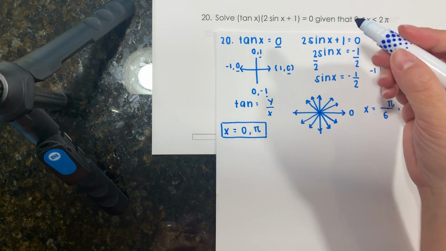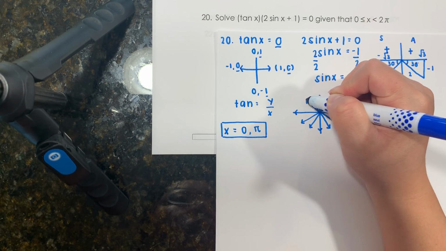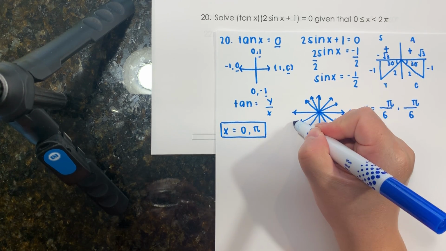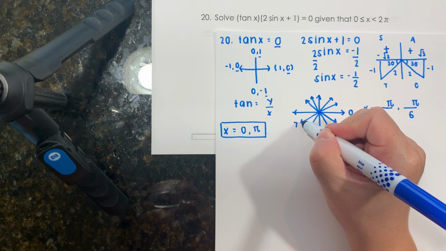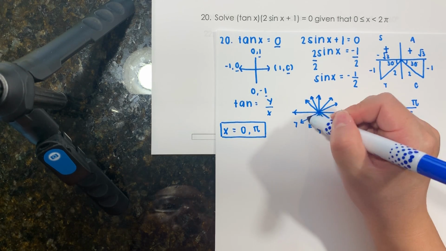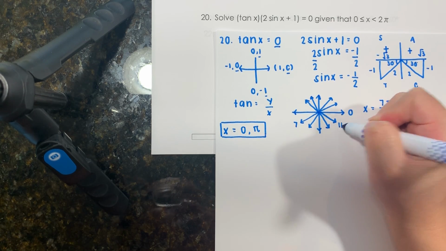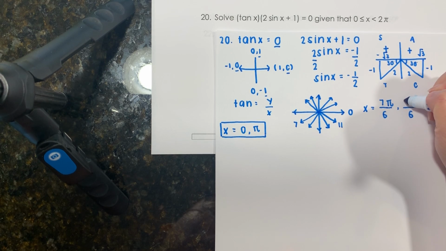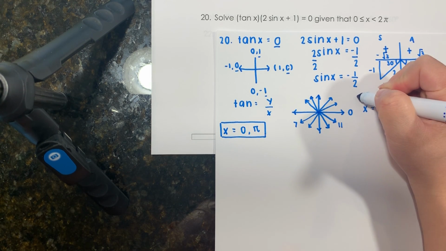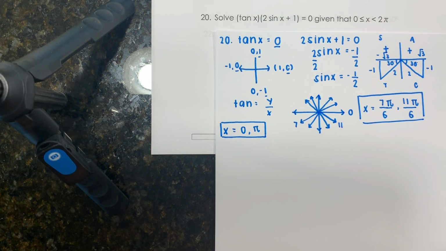So I'm going to start by counting. From 0, I'm going to go 1, 2, 3, 4, 5, 6. And then 7 is the first line in quadrant 3, so that would be 7 pi over 6. You want the line closest to the x-axis. Then we're going to go 8, 9, 10, and 11. The line closest to the x-axis, so that would be 11 pi over 6. And those would be your 4 answers for number 20.